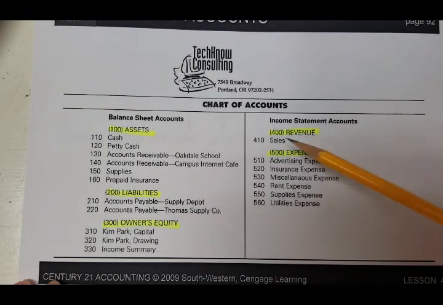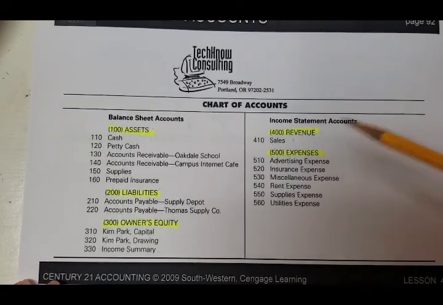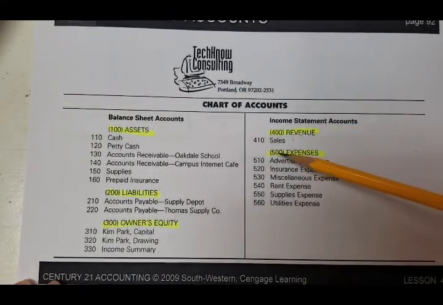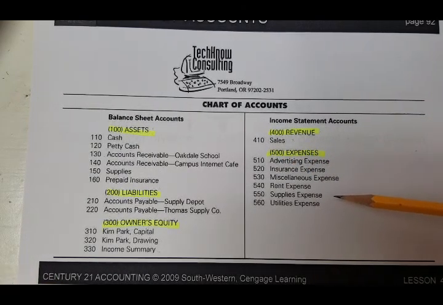Revenue, any kind of revenue is going to be a 4, and revenue is how we brought in money. So typically that's going to be sales. Some companies will break it out. Was it sales of outdoor equipment? Was it sales of clothing? What was the sales of? Maybe it was online sales. And then expenses will always start with a 5, and that's where we're going to list all of our expenses.